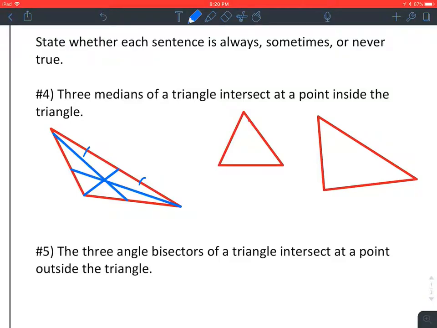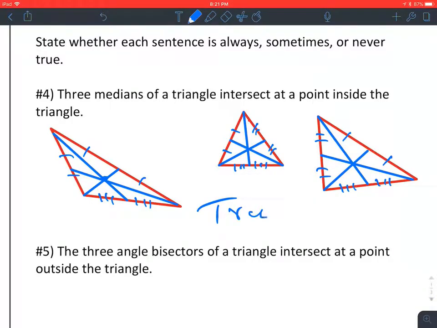Let me rephrase that. The median is the intersection of a vertex and the midpoint of the opposite side. So we can see in that picture, it sure looks like they intersect at the same spot. And it's inside the triangle. If we do that for this little fella here, similar thing happens. And once again, by no means is this a proof that this is true. But make about 1,000 of these triangles and you'll see they always intersect at the same point inside the triangle.